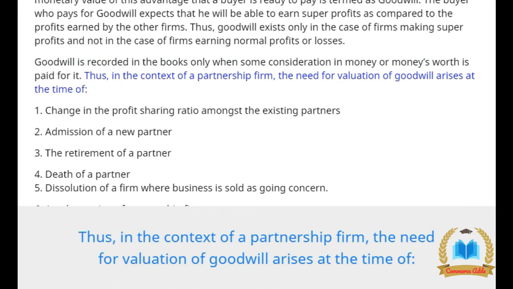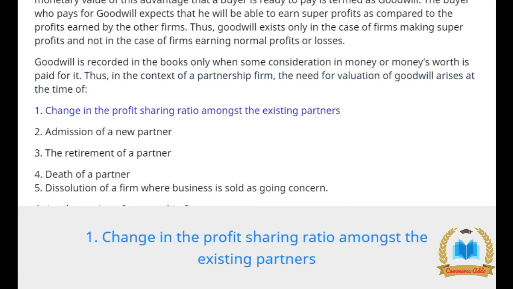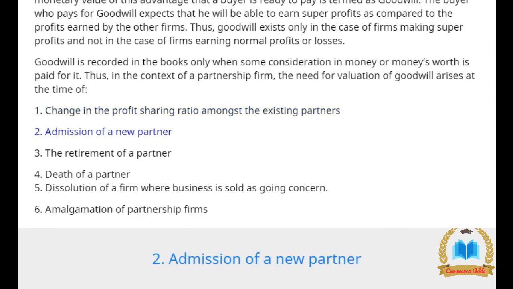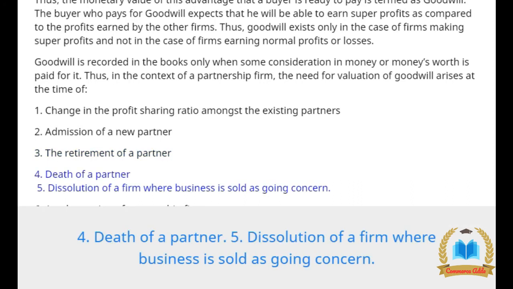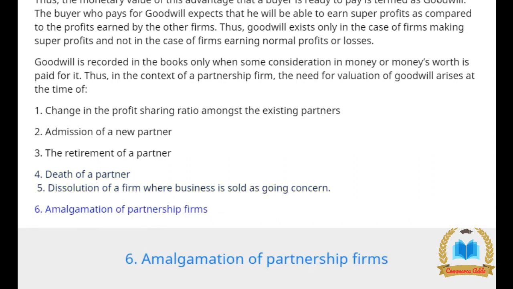Thus, in the context of a partnership firm, the need for valuation of goodwill arises at the time of: 1. Change in the profit-sharing ratio amongst the existing partners. 2. Admission of a new partner. 3. The retirement of a partner. 4. Death of a partner. 5. Dissolution of a firm where business is sold as a going concern. 6. Amalgamation of partnership firms.